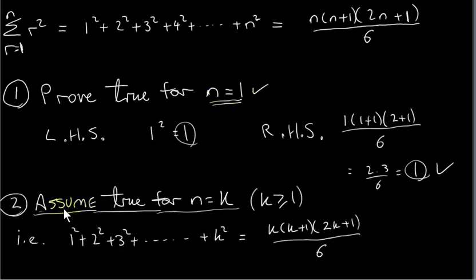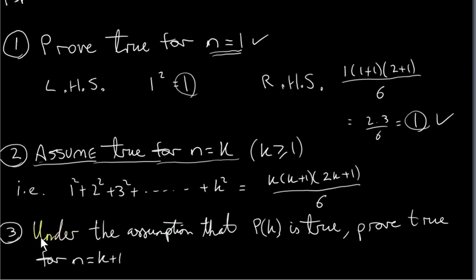Step 2 in the method of proof by induction is to assume that this statement here is true. When I say assume true, I'm referring to this statement here, of course. We assume it's true for n equals k. So k is some natural number that is greater than or equal to 1. So we write out the statement replacing n with k. That's all we do. So we're assuming that this is true for n equals k.